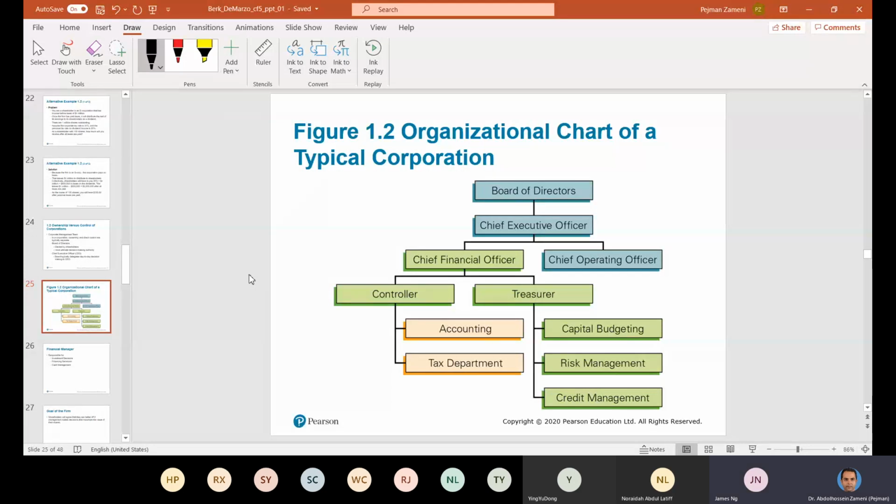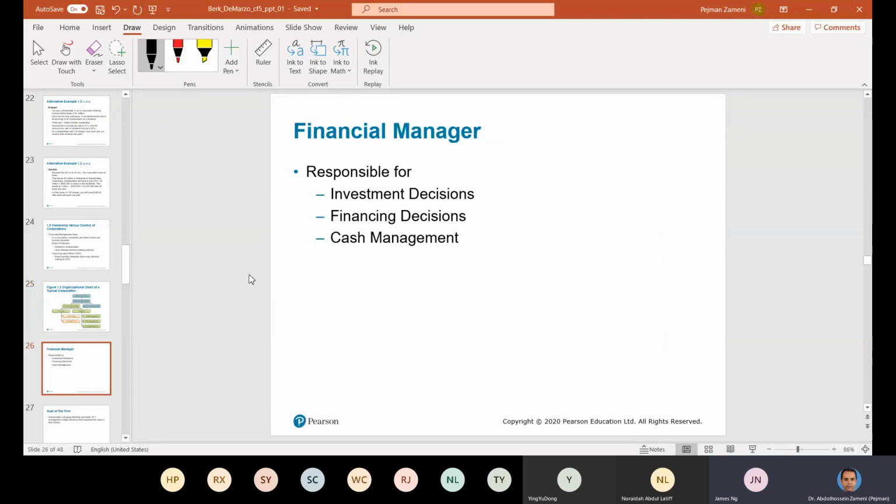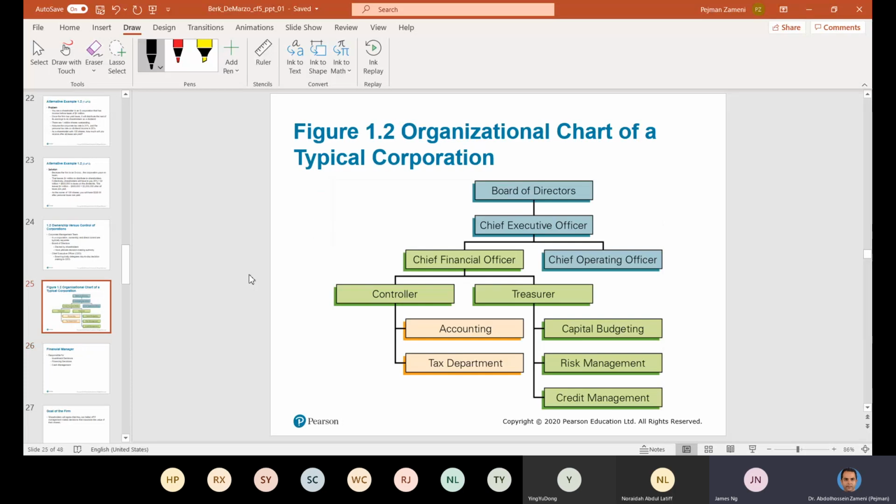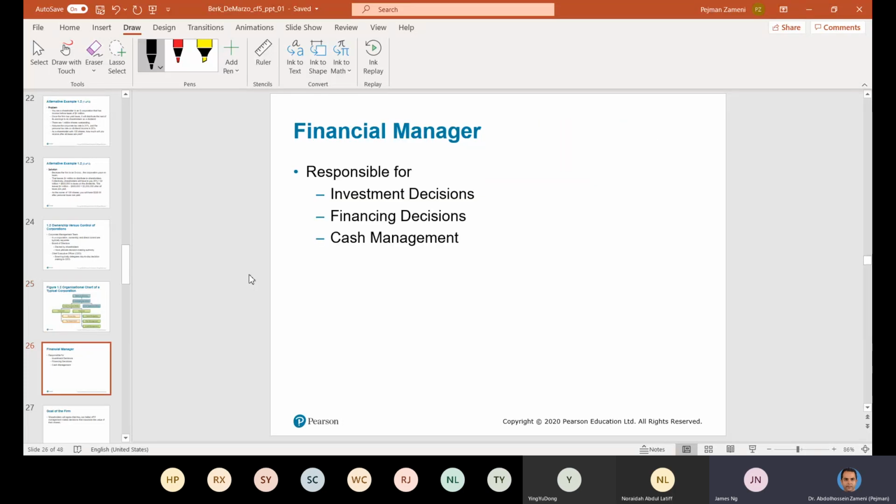Capital budgeting. Later we're going to see risk management as well as credit management. These are the roles that fall under the treasurer. The finance manager, or financial manager, is responsible for investment decisions, financing decisions, and cash management. Referring back to the previous slide, capital budgeting falls under which of these decisions?